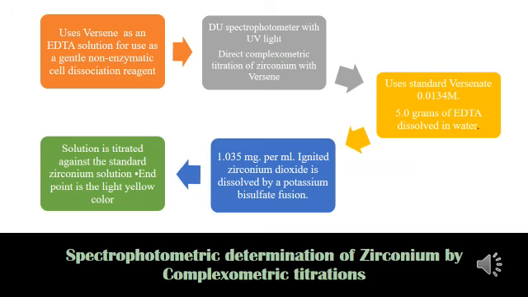In the next step, ignited zirconium dioxide is dissolved via potassium bisulfate fusion. In the last step, the solution is titrated against the standard zirconium solution and the end point is a light yellow color.